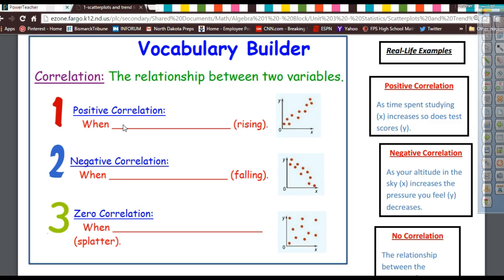Okay, so when it's increasing, an example of a positive correlation would be time spent studying increases, so do your test scores. The more you study, the more you do your homework, the better grades you get. Crazy, I know, right? Okay, negative correlation is when it decreases.